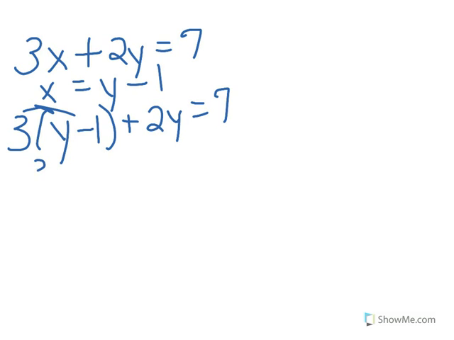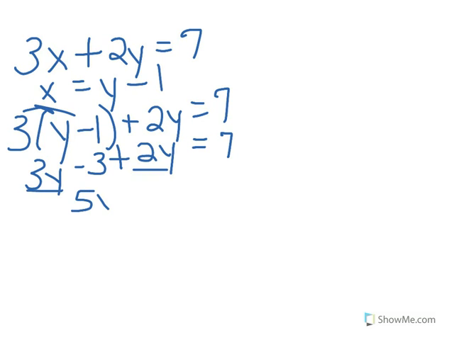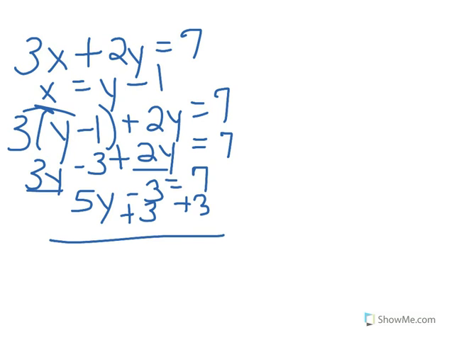So we'll start by distributing: 3y minus 3 plus 2y equals 7. Add our like terms. 3y and 2y makes 5y minus 3 equals 7. Add 3 to both sides. 5y is equal to 10, which means that y is equal to 2.